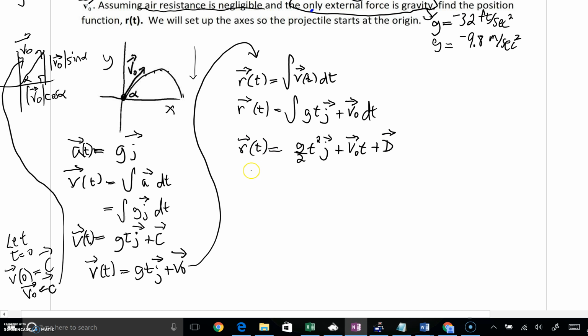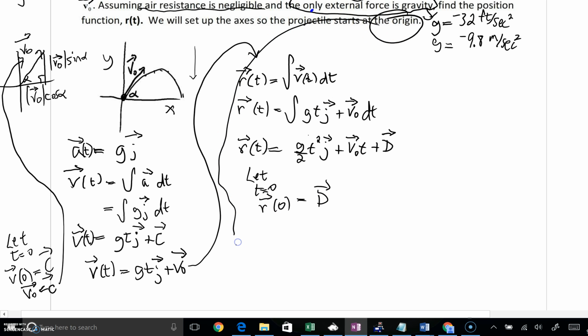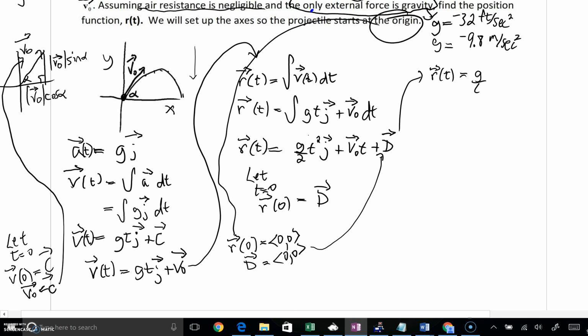Now, real quickly, if we let t equal 0, we'd see that r of 0 is vector d, since the t squared and t terms become 0. But we're starting at the origin here, so r of 0 is really just the vector 0, 0. That means vector d is 0, 0. And what does that really mean? It means that our position vector r of t is g over 2 t squared j plus v naught t plus 0.